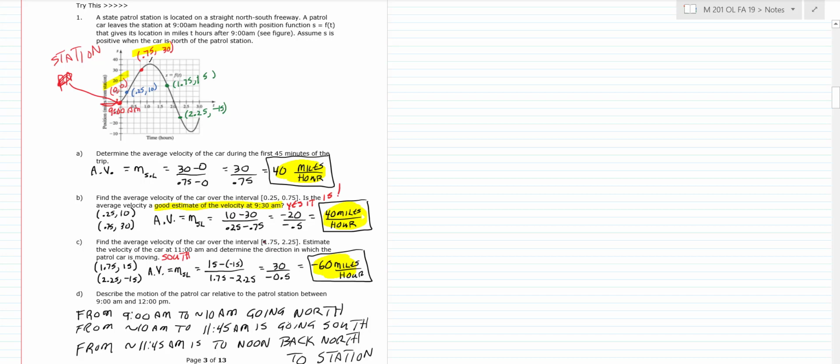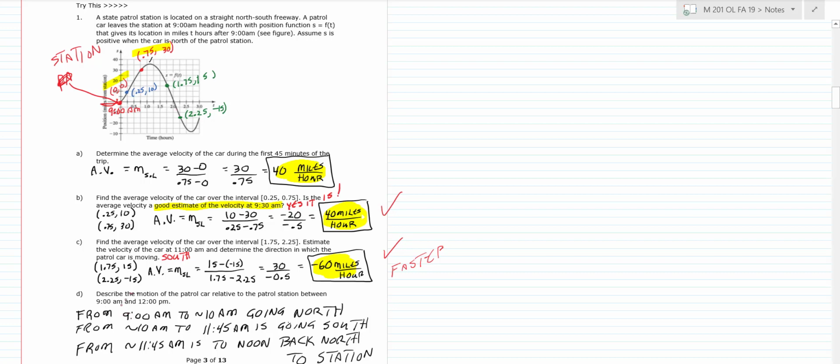Okay, the next one says on this interval, at 1.75, the displacement is 15 north of the station. And at 2.25, you would be 15 miles south of the station. So you have these 2 points. I just did negative 15 minus 15 over 2.25 minus 1.75. So I got negative 60 miles per hour. Notice this was 40, and that's negative 60. This is faster. Can you tell? Well, it looks to me like it's steeper. This looks like it would have a steeper line than this does. So it looks like it's picking up speed at that point in time, okay? And what that means is you're going south. So the patrol car is going south.